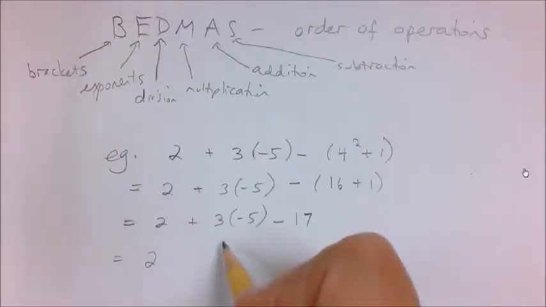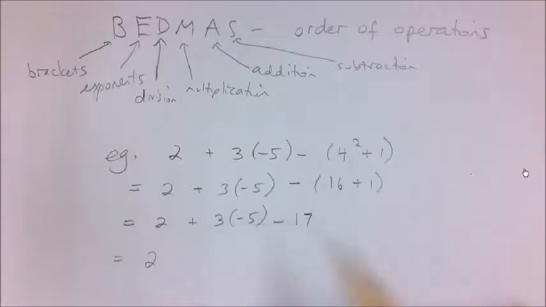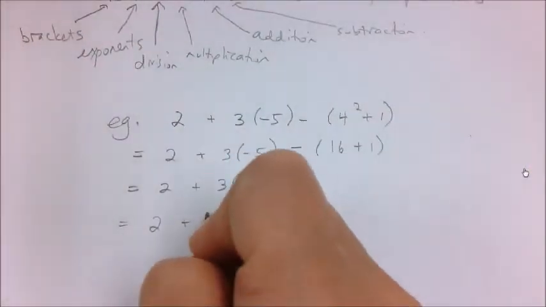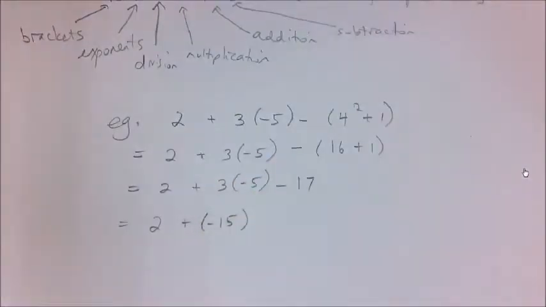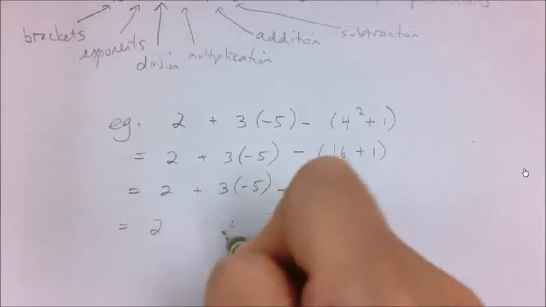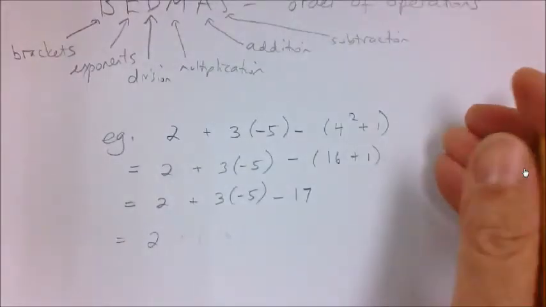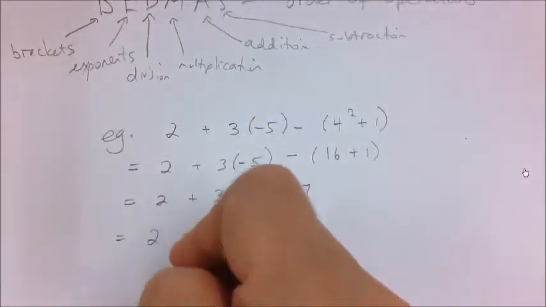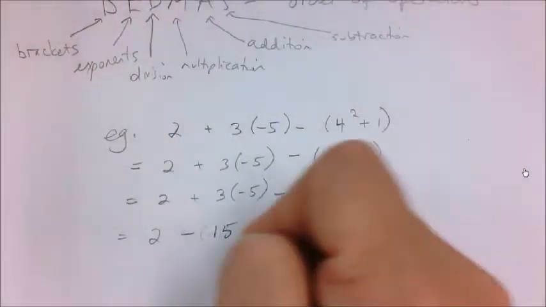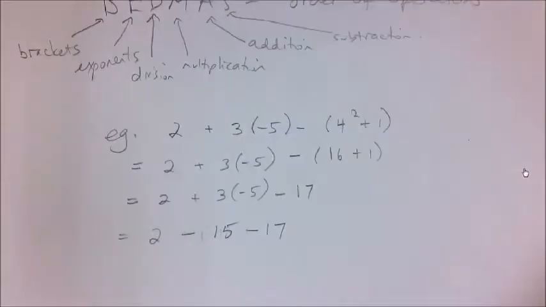This is equal to 2. Now here I can do 3 times negative 5 is negative 15. I could do plus negative 15. I could do that, but a shortcut is I could write it as a subtraction. Because remember, subtracting 15 is the same as adding negative 15. So I can write it as minus 15. And then I have minus 17.